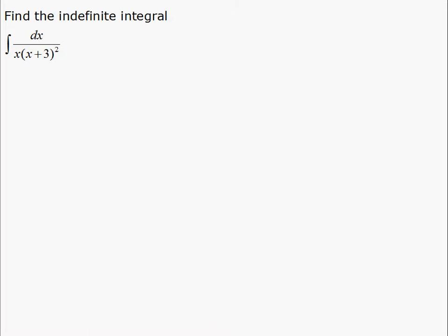The following integral we're going to solve by integration by partial fractions. We have dx on top and x times (x plus 3) squared on bottom. So we're going to start by taking the integrand and breaking it into three parts. The first being A over x plus B over x plus 3.